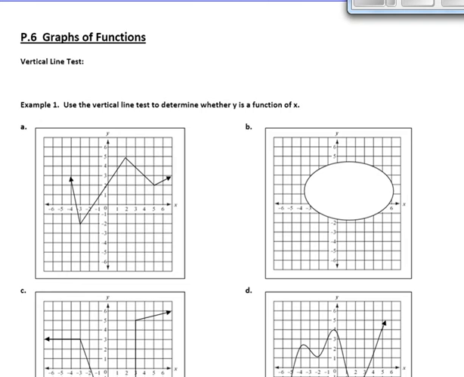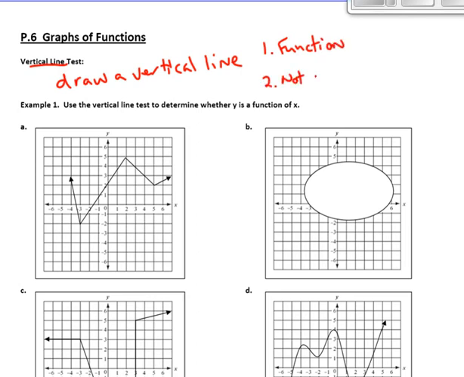So the vertical line test says that if I draw a vertical line, one of two things happens. Either I get a function, or I don't. I get a function when I draw that vertical line, and it only touches one time. I get not a function when it touches more than one time.